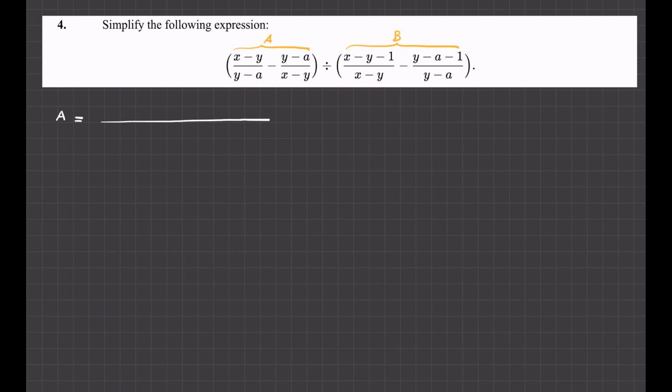So let me write the LCD here, which is y minus a and x minus y. And then, as always, I compare my LCD with the denominator of the first fraction. I see that I have this extra factor. This extra factor should be multiplied by the numerator of the first fraction, which coincidentally is the same as the extra factor. So then it becomes x minus y squared.